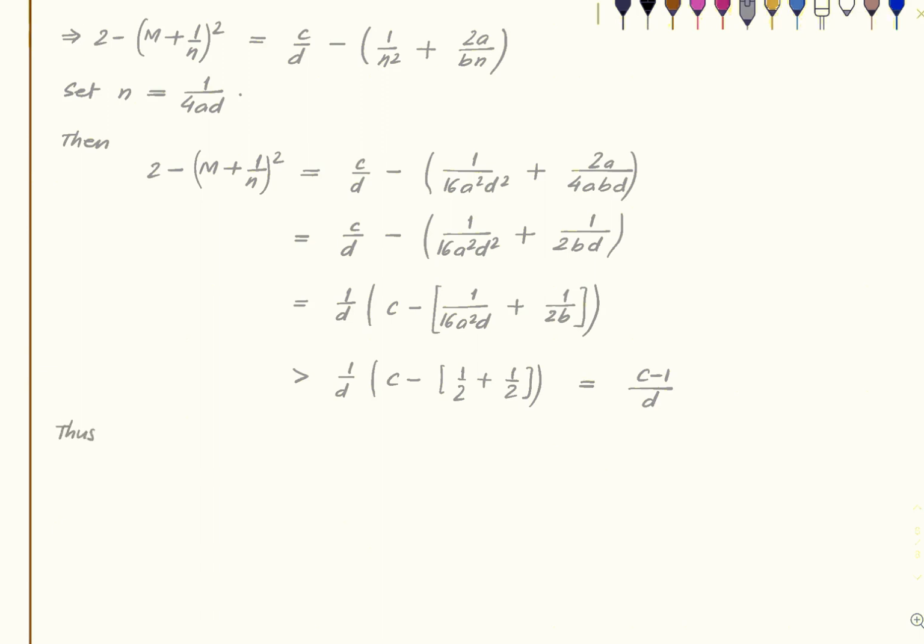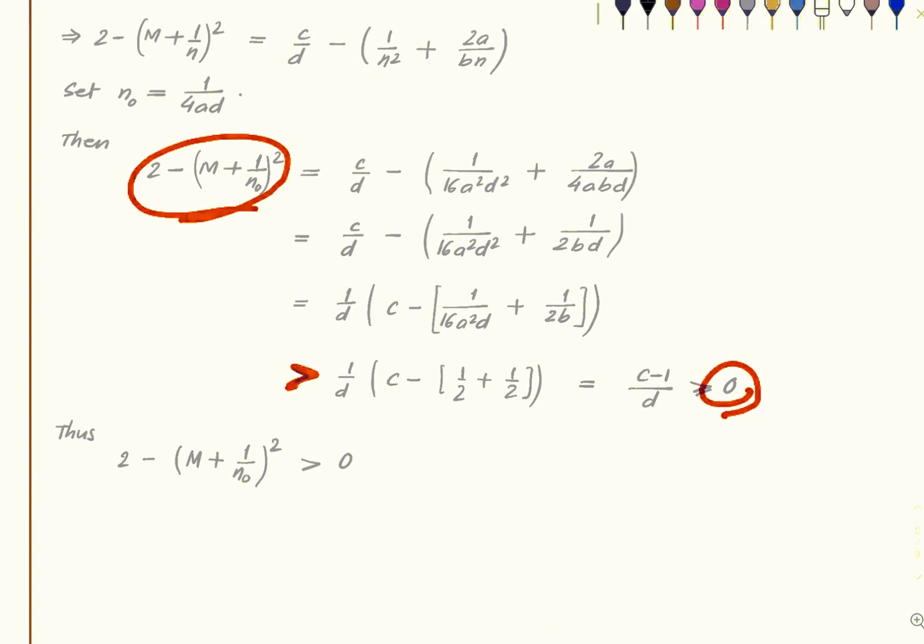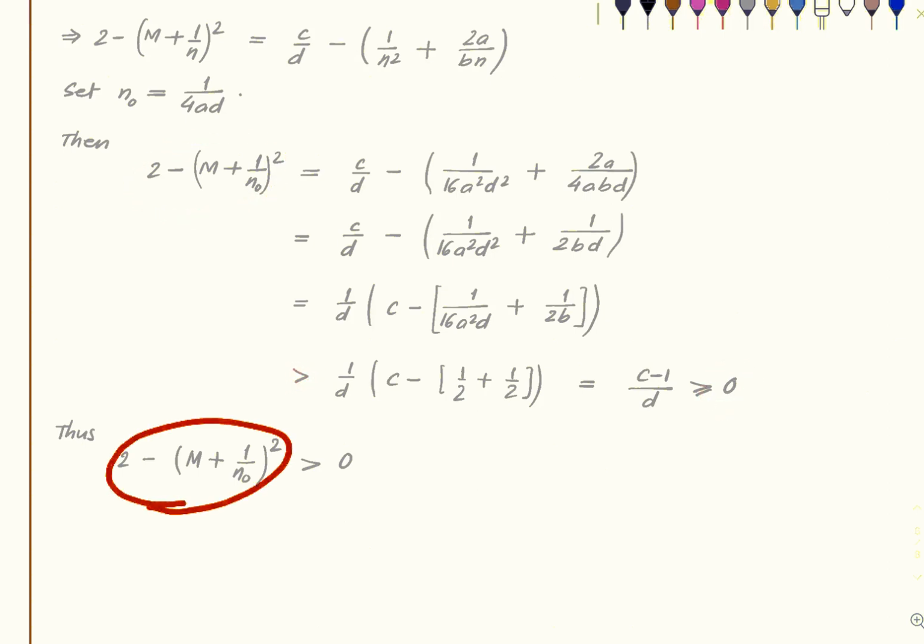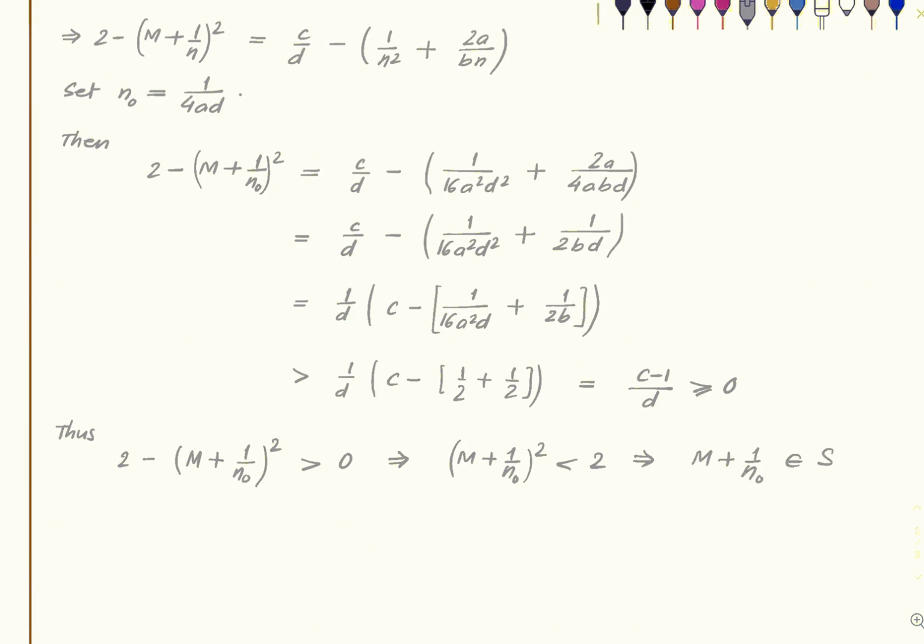with this value of N, call it N naught. So therefore, this is greater than 0, because this is at least 0. C is after all a positive integer, so this is at least 0. D is also a positive integer. So this thing is strictly greater than 0 because there's a strict inequality appearing along the way. So this is strictly greater than 0, which implies that M plus 1 by N naught whole square is less than 2, which implies this guy is in S, but since M is an upper bound to S, we have this, which is a contradiction.